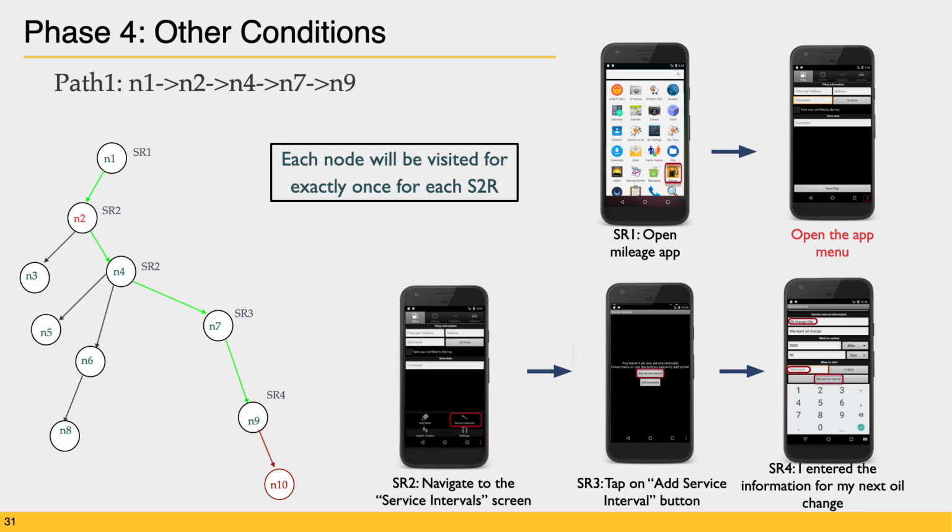To avoid multiple traversals for an S2R in a node, we used a visited array that has node-S2R pairs. In our algorithm, each node will be visited exactly once for each S2R.